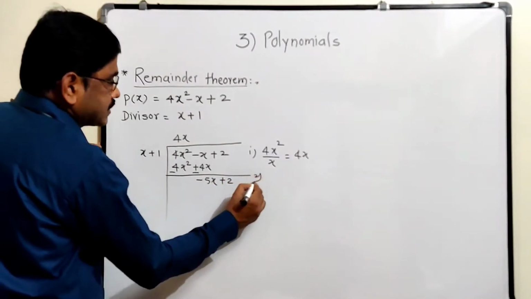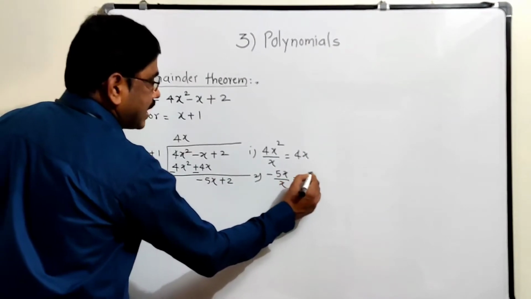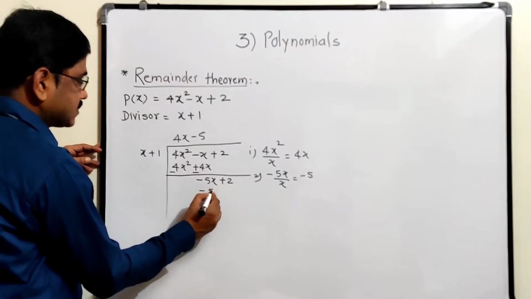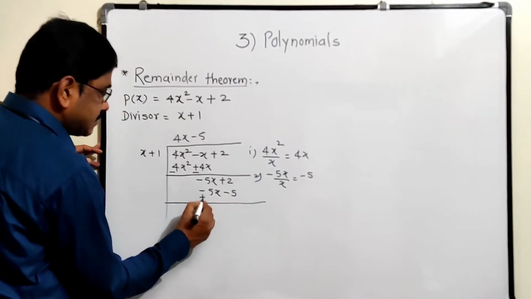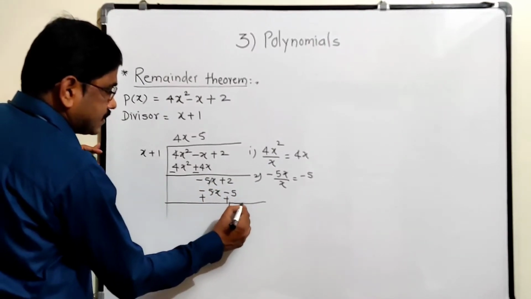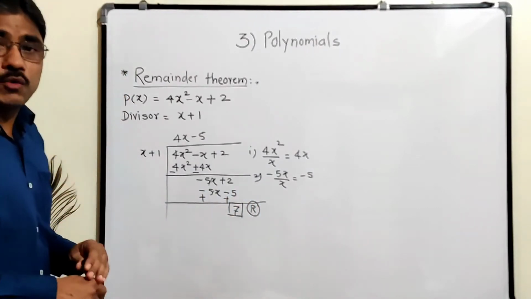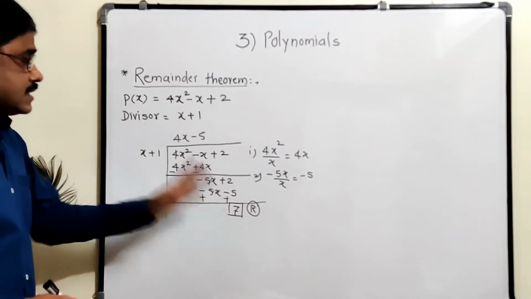Now second thing, minus 5x divided by this x is equal to minus 5. So we get minus 5. So minus 5 into x is minus 5x and minus 5. Now change the sign, this becomes plus, this becomes plus, this gets cancelled. 5 plus 2, 7. This 7 is the remainder. So by actual division, when we divide, we get this remainder.